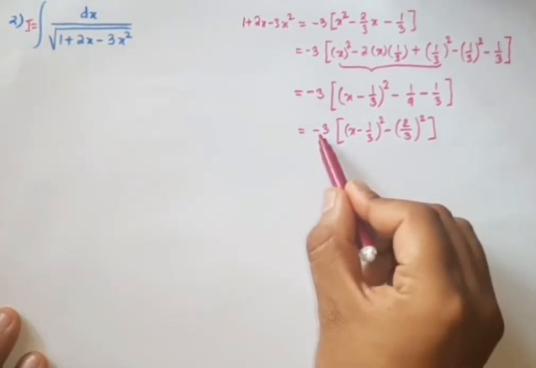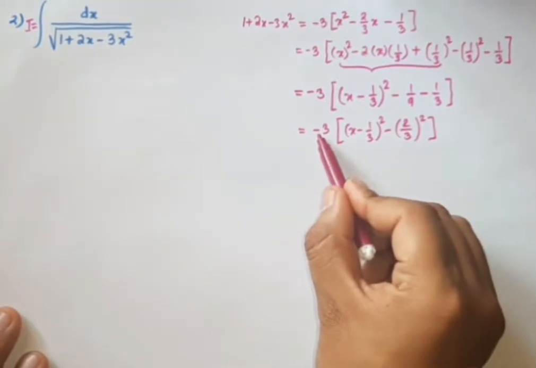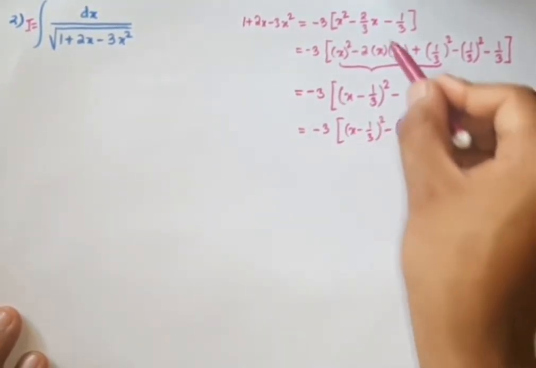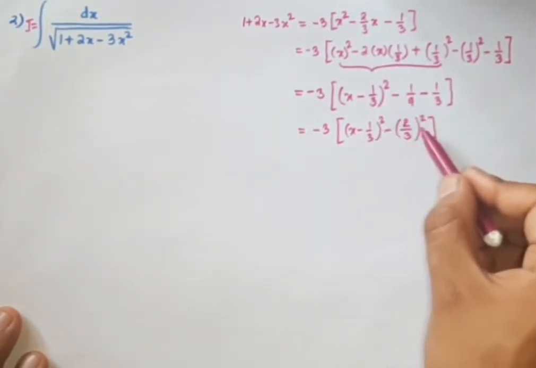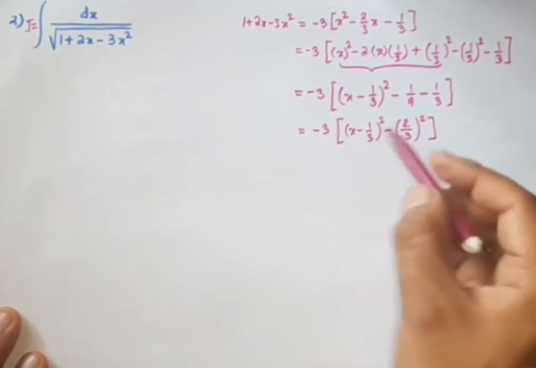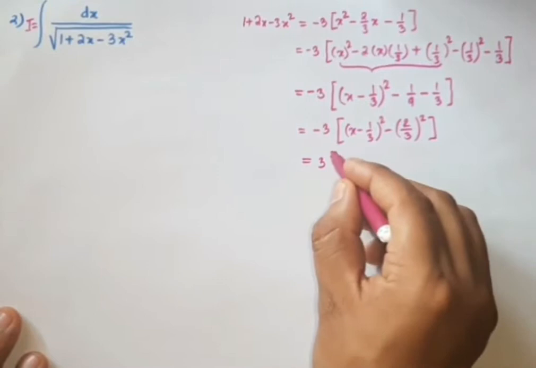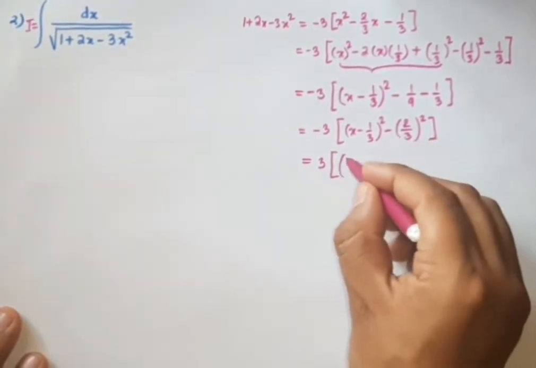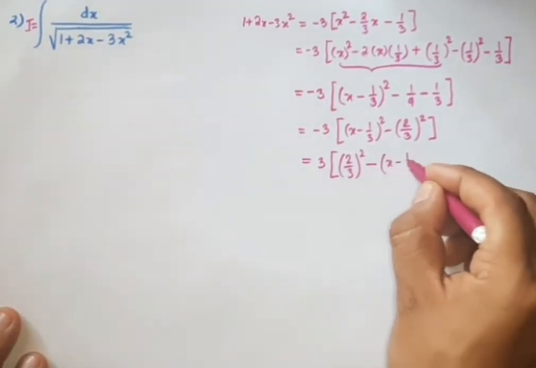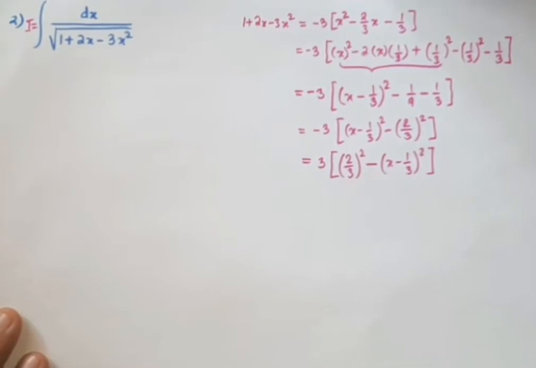Now we will multiply this full thing by negative. Whenever you get a negative outside, after representing this as a sum or difference of two squares, you can multiply only with the negative sign, not with the number. So if I do that, then this will be equal to 3 kept outside. So this will become 2 by 3 whole square minus x minus 1 by 3 whole square. Yes, so you need to remember this thing.